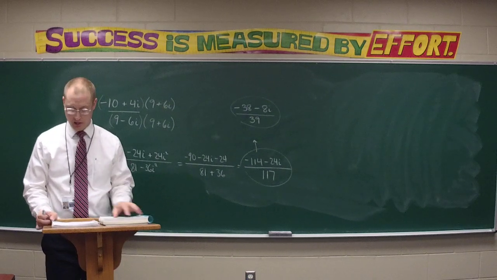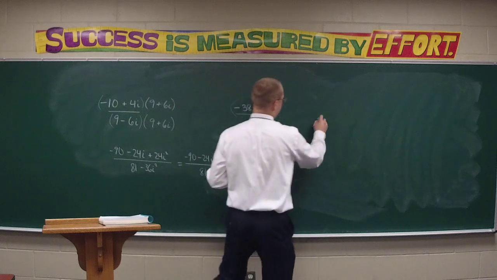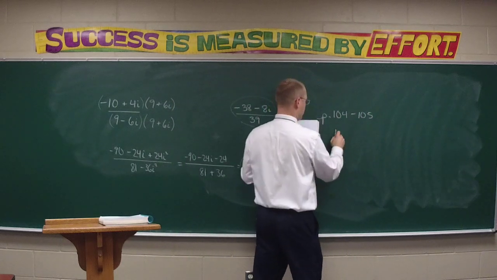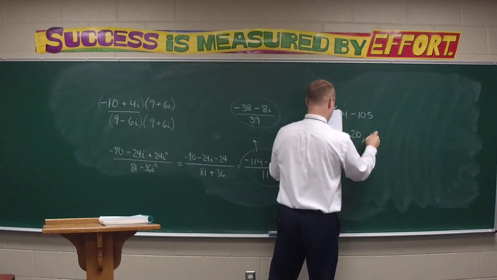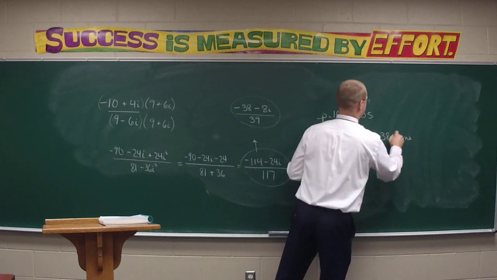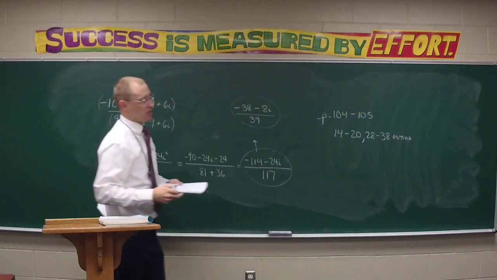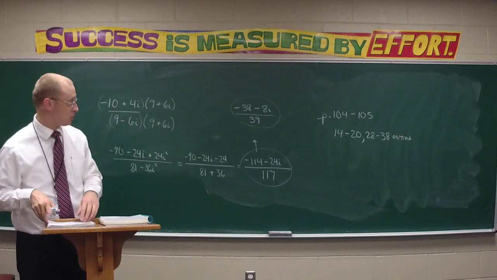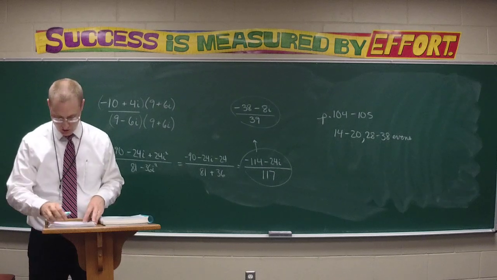All right, homework for this evening is to do pages 104 to 105. Do numbers 14 to 20 and 28 to 38, the evens for both sections. So we did a bunch of odd problems in class. You're doing all those even numbered problems, 14 to 20 and then 28 to 38, all those evens.